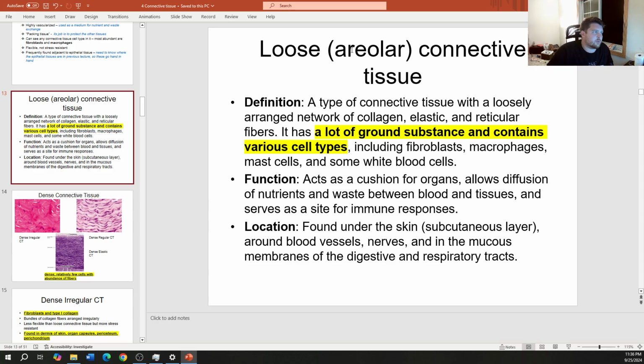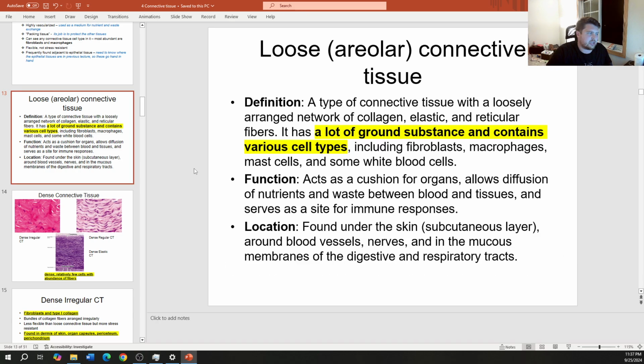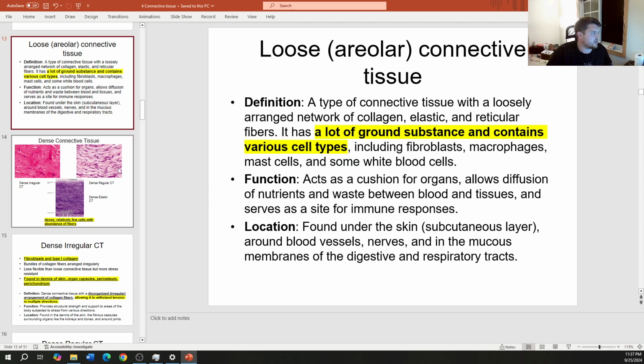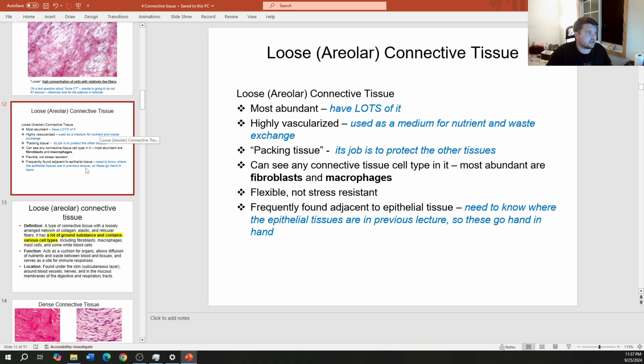Another thing to understand with the loose areolar connective tissue is you have a lot of ground substance and several different cell types. These slides that are here, the definition, function, location, are extra slides that I put in here just to give you the super quick breakdown of things. Pretty much this slide has most of the information that you need, all in one place. But go through each of the slides so that you can see all the information, okay?